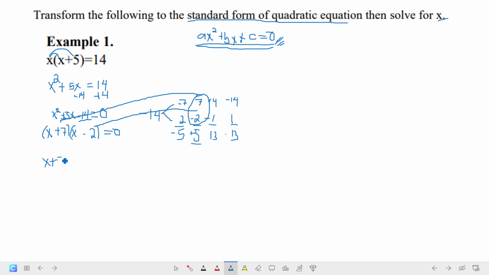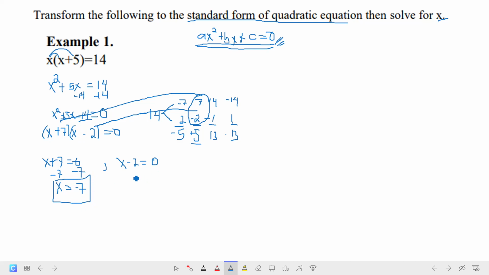So, x plus 7 equals 0. Then the other one here, x minus 2 equals 0. Okay. So, to get the value of x here, we must also isolate the equation by adding the inverse of constant 7. So, positive, then negative 7. Therefore, it is 0, then we are only left with x equals 0 plus negative 7, which is negative 7. This is now the value of x.